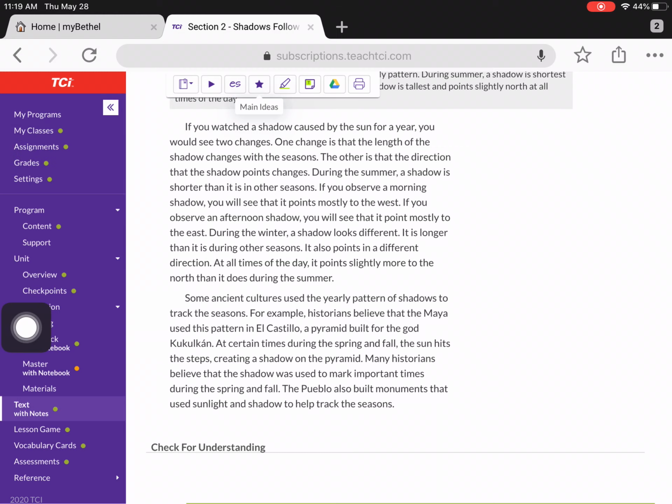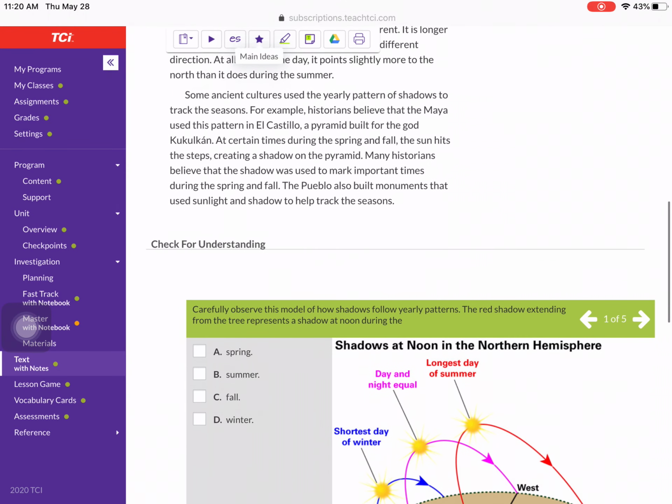Some ancient cultures used the yearly pattern of shadows to track the seasons. For example, historians believe that the Maya used this pattern in El Castillo, a pyramid built for the god Kukulkan. At certain times during the spring and fall, the sun hits the steps, creating a shadow on the pyramid. Many historians believe that the shadow was used to mark important times during the spring and fall. The Pueblo also built monuments that used sunlight and shadow to help track the seasons.